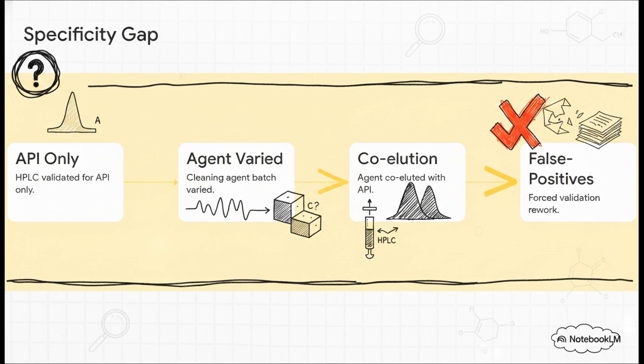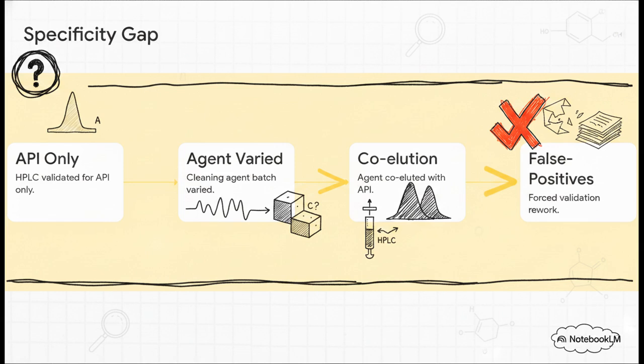An HPLC method was validated, but only for the active pharmaceutical ingredient. They completely ignored the cleaning agent. Well, as you might guess, when the supplier's cleaning agent batch varied just slightly, that unvalidated cleaning residue started to coelute right on top of the API peak on the chromatogram. Boom. Massive unexplained variability and a flood of false positive results during routine sampling.